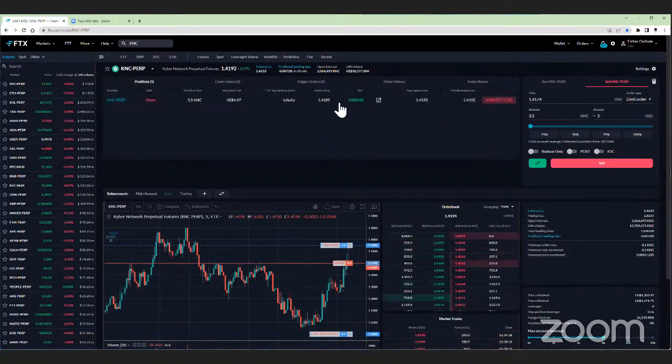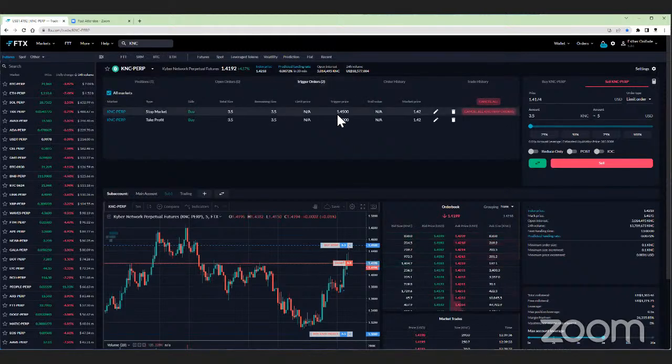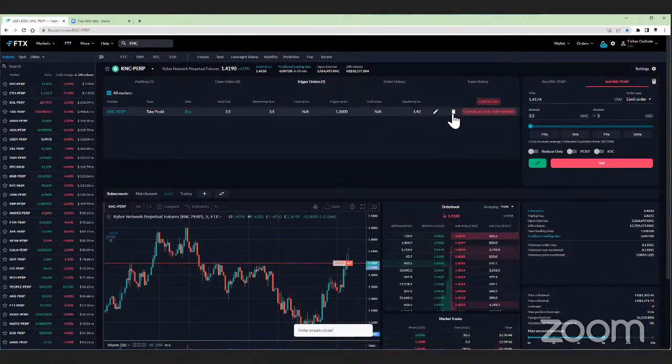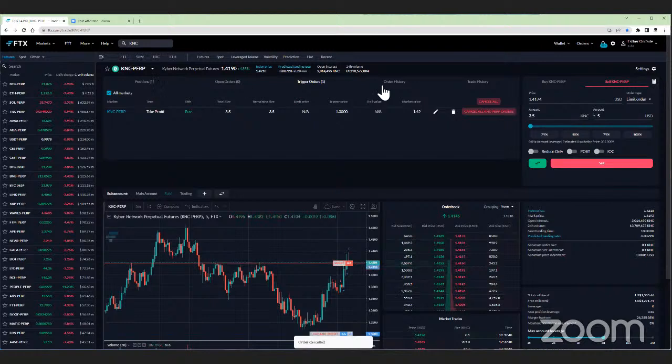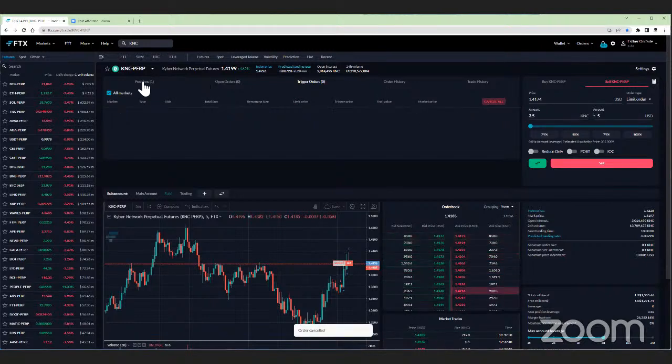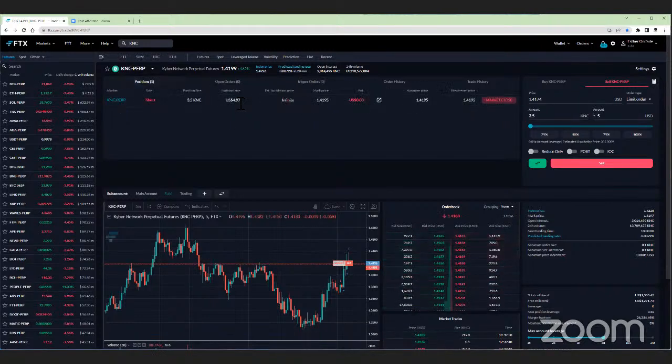Now, I haven't set a stop loss because you can see trigger order. That was the old order that was there before. So I'm deleting it, so there's nothing there. Now I'm going to set my stop loss. Okay, so I'm saying I've made an order.